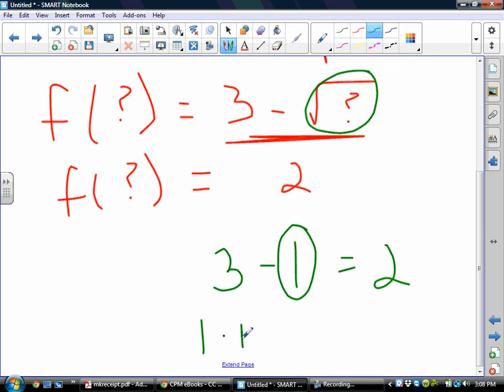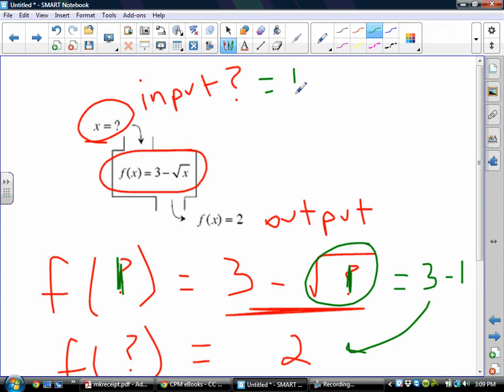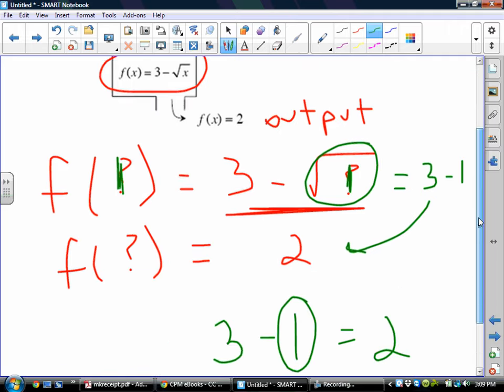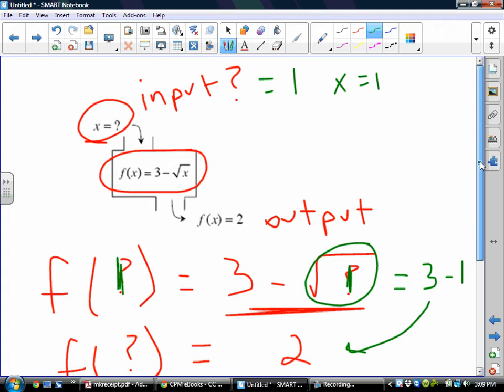Alright, so our question mark value, if I solve it now that I have the 1 filled in, 3 minus the square root of 1 is really 3 minus 1, which does indeed give me 2. So my input this time, which we didn't know, my input equals 1, or we say x equals 1. Okay? So if you're just given the output, you have to work backwards and think what number is going to give me my desired output. If you're still not sure on function machines, make sure you ask your teacher before we go further into the school year.